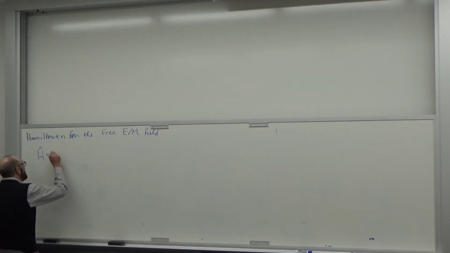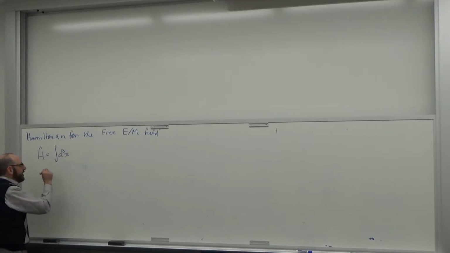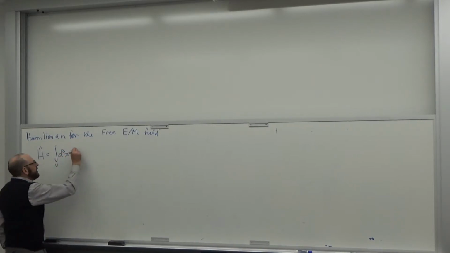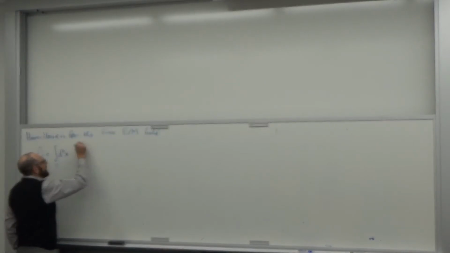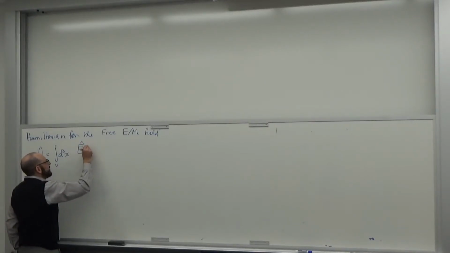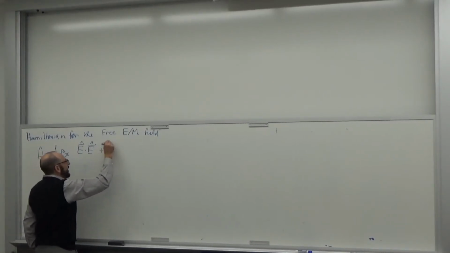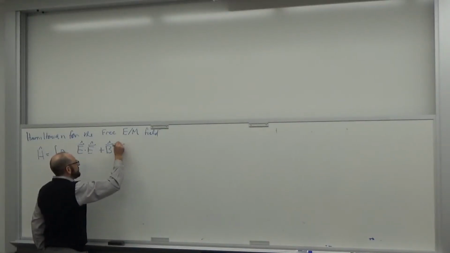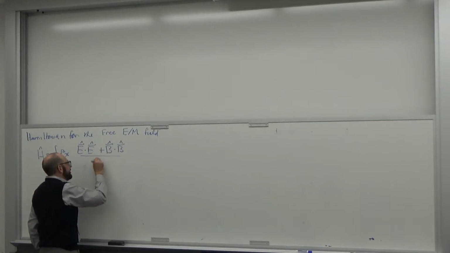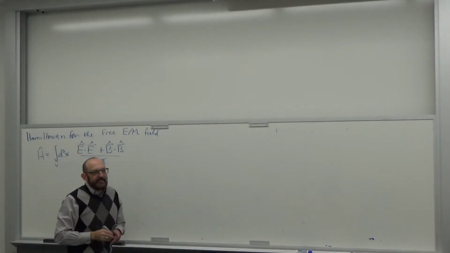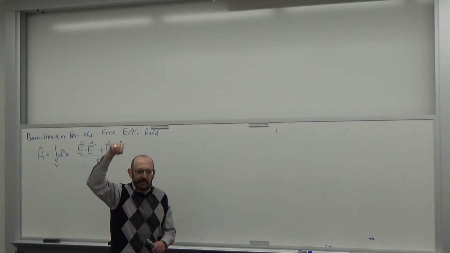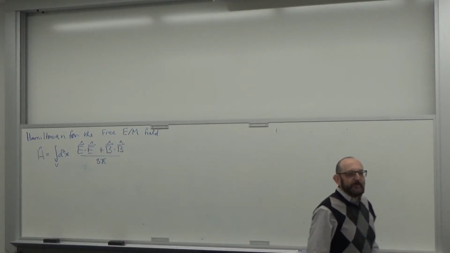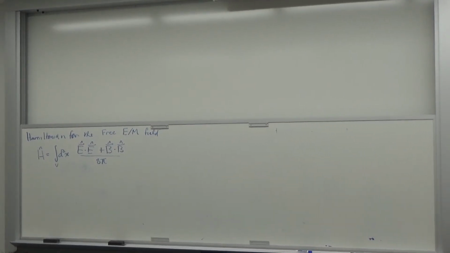So this is equal to the integral over all space, that's our quantization volume, of E squared plus B squared. And in these units, it's over 8 pi. Otherwise, it'd be epsilon naught over 2 and then 1 over 2 mu naught, if you were so inclined. I'm bilingual.